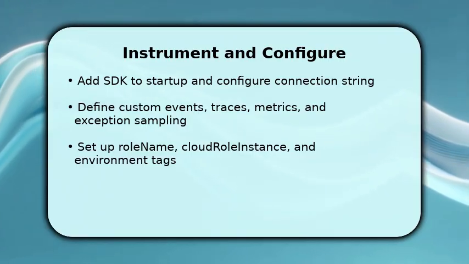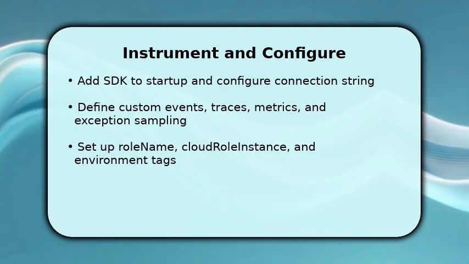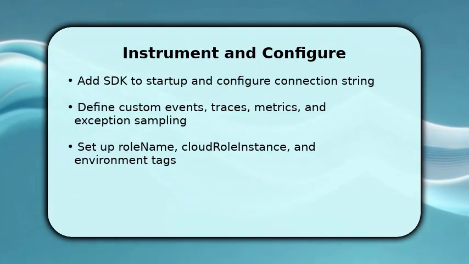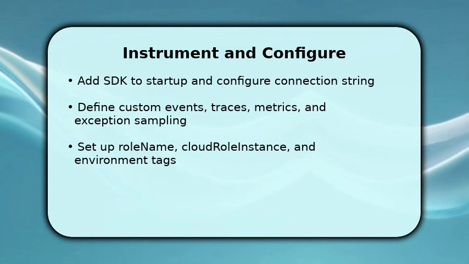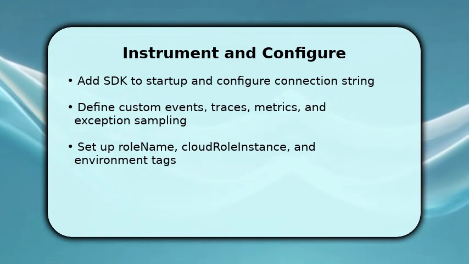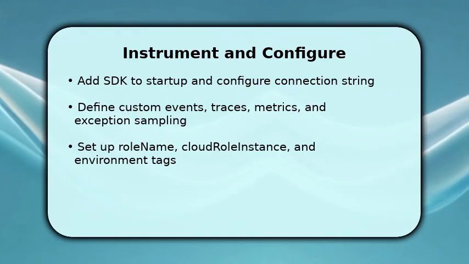Configure exception sampling to control costs and attach role name and cloud role instance so you can filter by service. Once done, enable live metrics and snapshot debugger for immediate insights. These steps give structured, queryable telemetry for root cause analysis and performance.